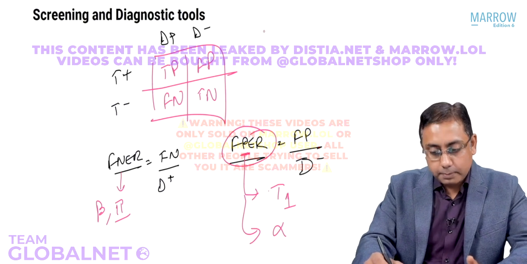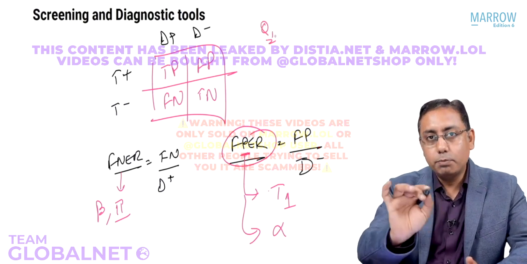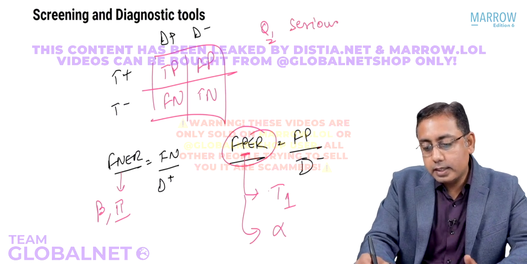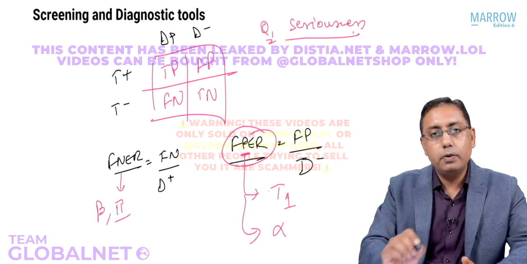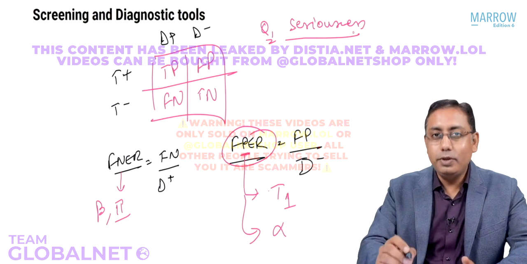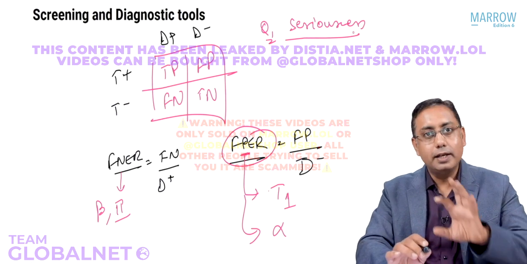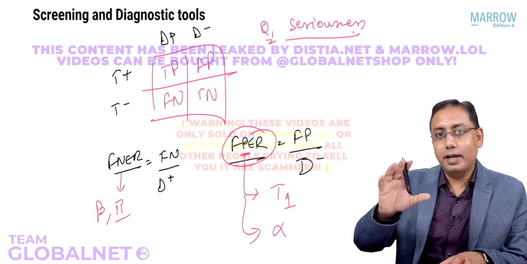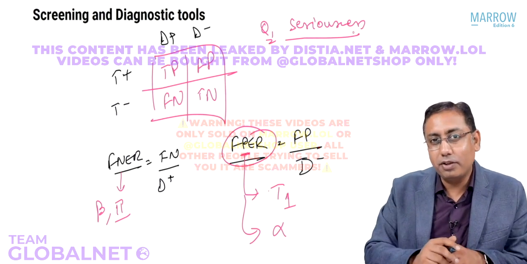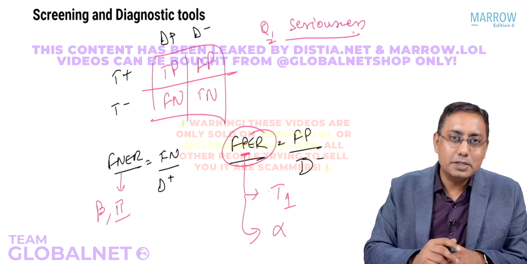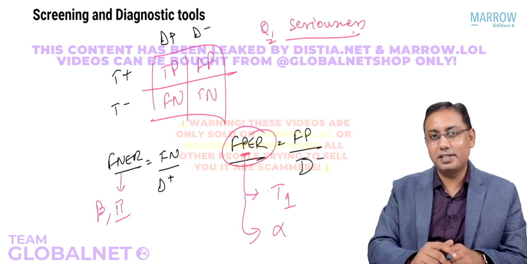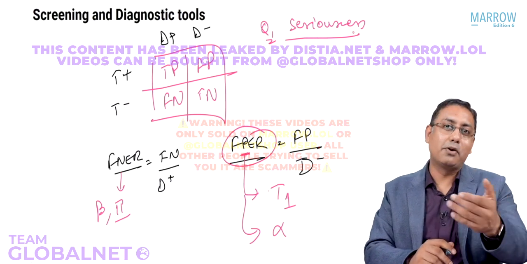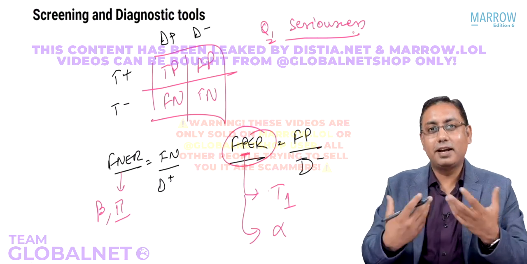MCQ now: which error is more important or more serious? To leave a diseased person and label him healthy, that is bad, or to label a healthy person as diseased, that is bad. What do you think? I know many of you must be saying that, sir, leaving a disease is always bad, we should always get people. I know you are a doctor by heart and that's what brings the answer from within you.